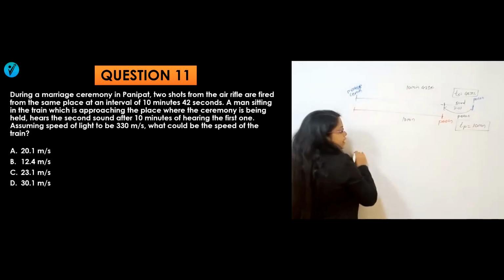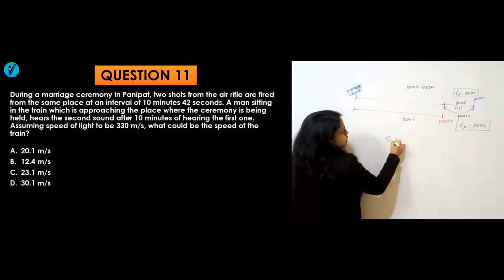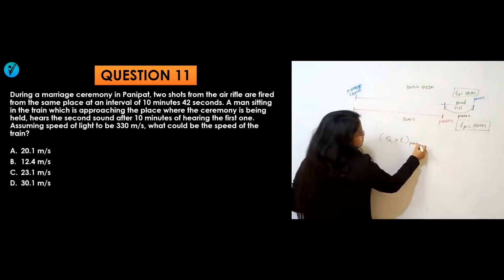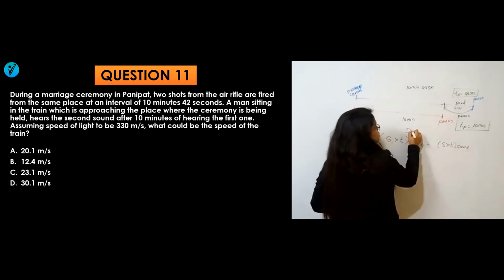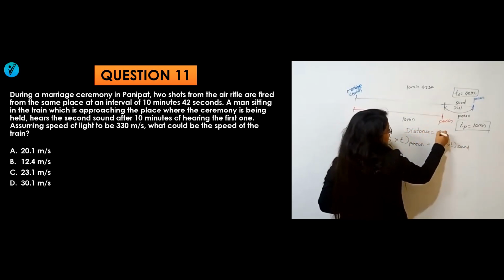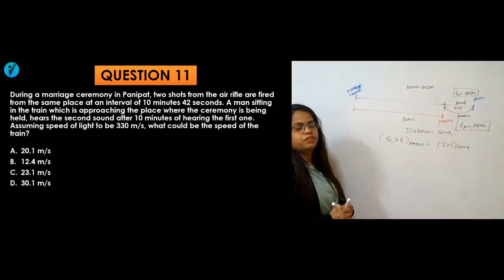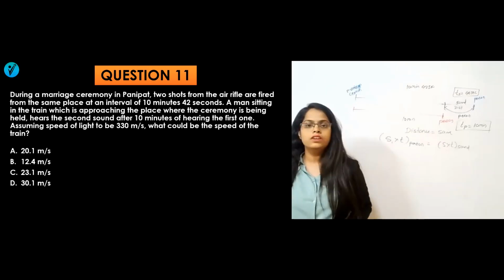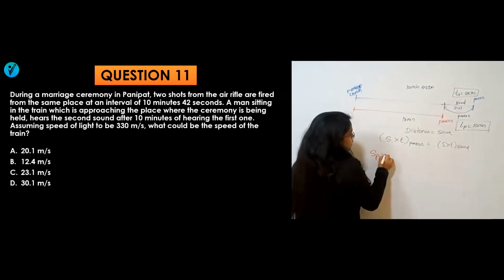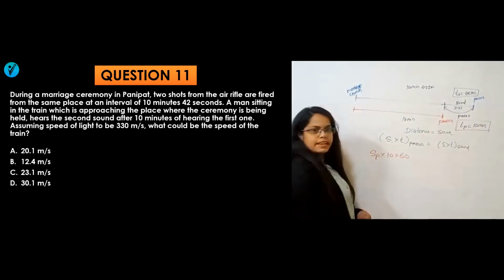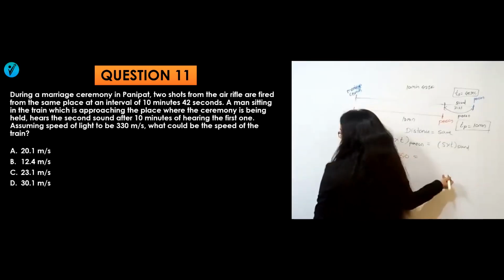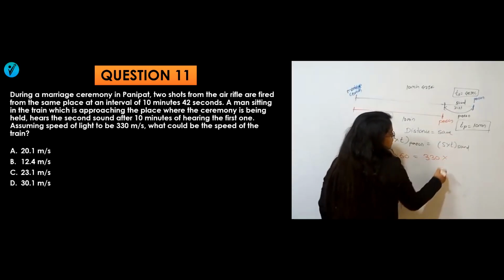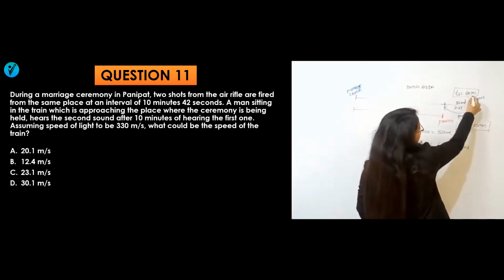So we can use the chain rule that speed into time for the person is equal to speed into time for the sound. Why is it so? Because distance is the same. That means distance covered by the person is equal to distance covered by the sound. So speed of the person we have to find out. Time for the person we know, 10 minutes. 10 minutes means we will convert it into seconds. 10 into 60 seconds. Which is equal to speed of the sound, given as 330 meter per second. Time for the sound is 42 seconds.